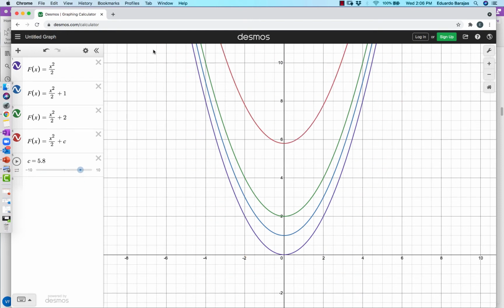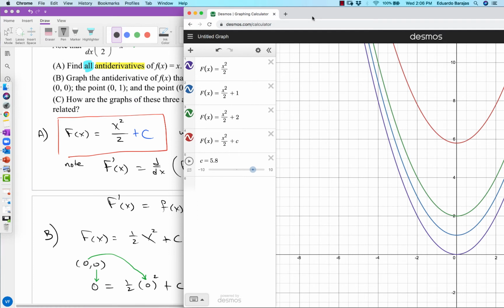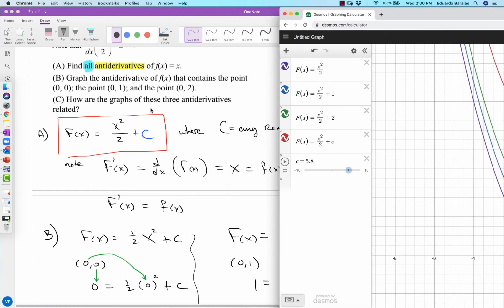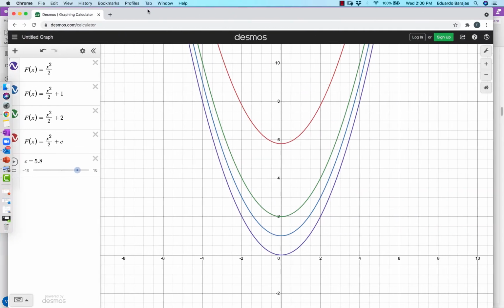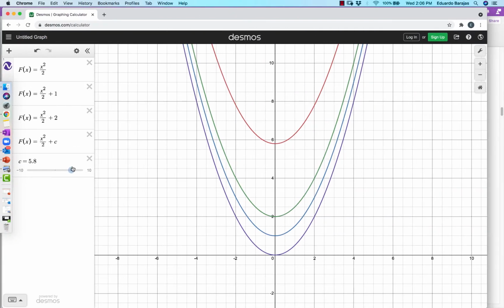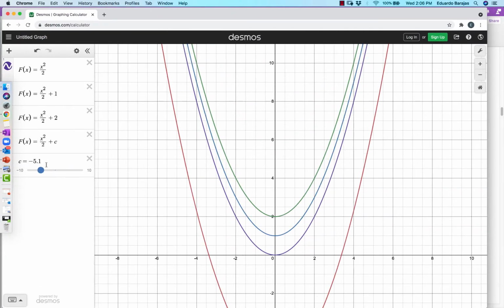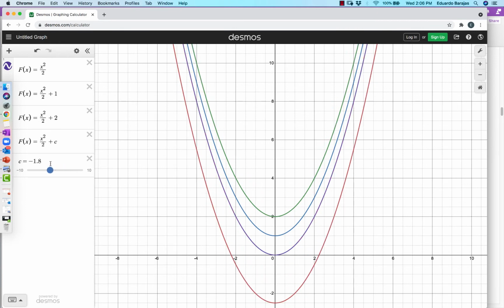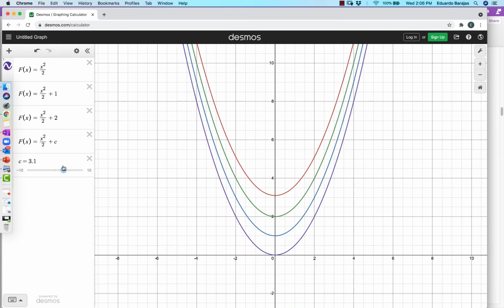Okay, and that also kind of answers part C over here. How are the graphs of these three antiderivatives related? Well, as you can see, they're the same graph. They've just been shifted up and down depending on that constant value C.